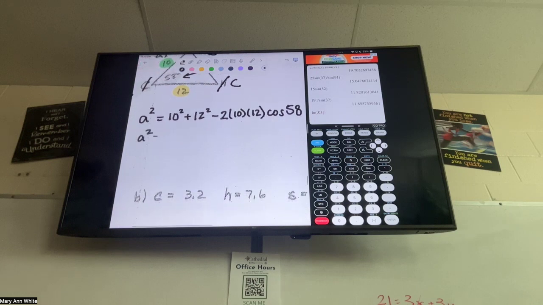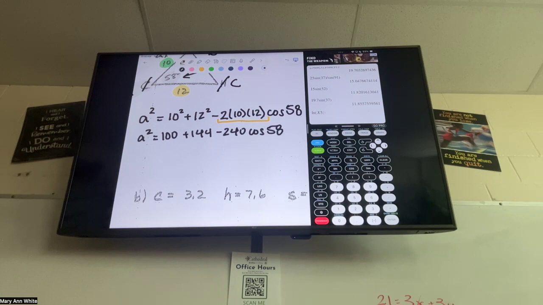I'm going to be honest, I don't reach for my calculator right away because I already know what 10 squared is, right? I know 10 squared is 100, I know 12 squared is 144. And as annoying as it might be, I can do 2 times 10 times 12, right? That is what, 240?